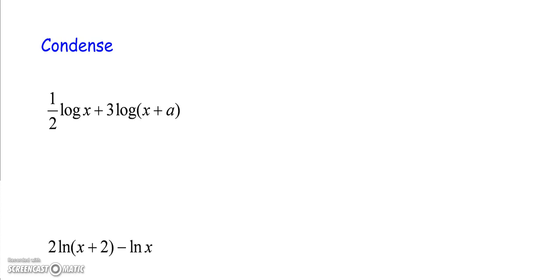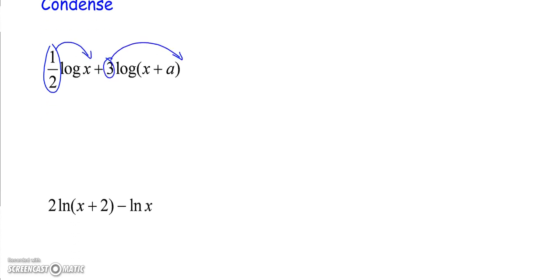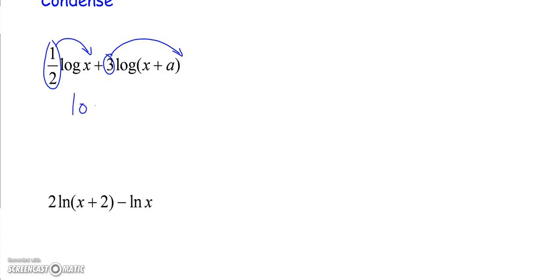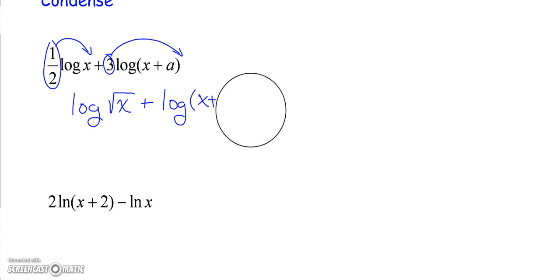So that's an expansion, and we will close by looking at a couple condensing problems. So the idea with condensing is the first thing you're going to have to do is take these numbers that are out in front and move them into exponents. And we would write this as the log. Now I could write x to the 1/2, but there's another way to write x to the 1/2. I hope you recognize x to the 1/2 is the same as square root of x, plus the log of x plus a to the 3rd.